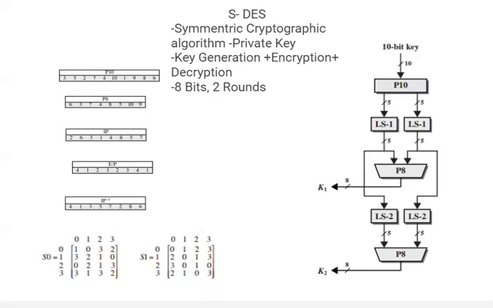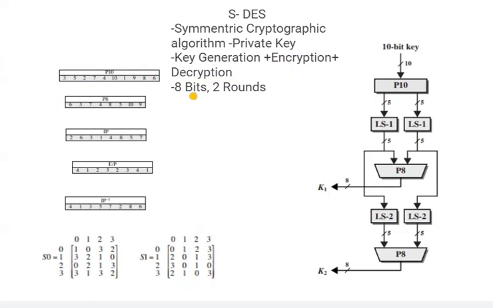Any algorithm contains three parts. It contains the key generation algorithm, then the encryption algorithm, and then the decryption algorithm. So once you are aware of the encryption algorithm, it is quite easy to know the decryption algorithm.